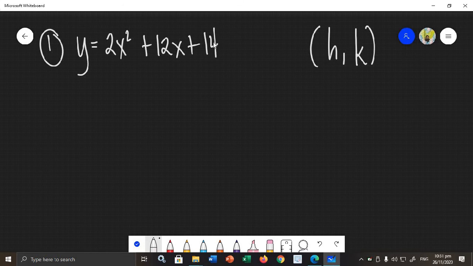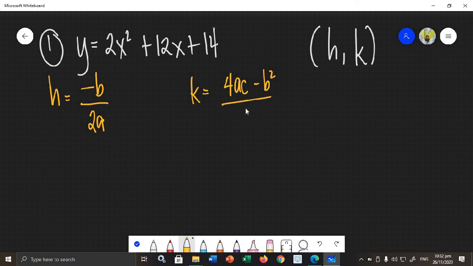So, how are we able to find the value of the center if the given is in standard form of quadratic function? First of all, we have a formula if the given is in standard form. In h, we will need to use the formula negative b all over 2a. And then, when we solve for k, we will use 4ac minus b squared all over 4a. You need to remember this formula because it depends on the given.